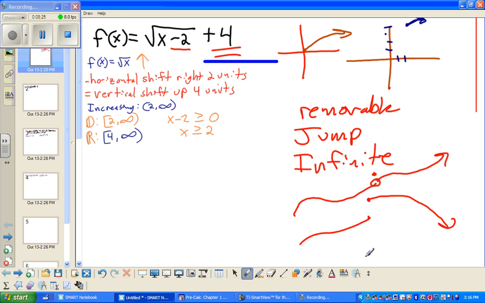Infinite is where the function will start to decrease or increase towards negative or positive infinity and then start again in the opposite direction. That would be an infinite discontinuity. In the case of our graph, a square root, it is continuous. This is considered continuous on its entire domain, domain being from 2 to infinity. So it would be continuous to us.